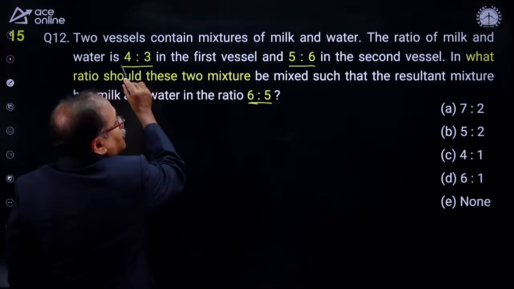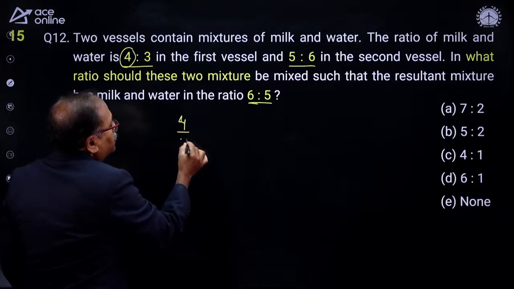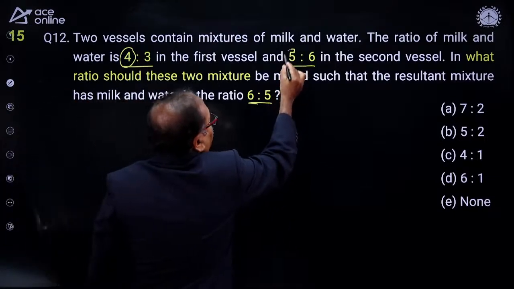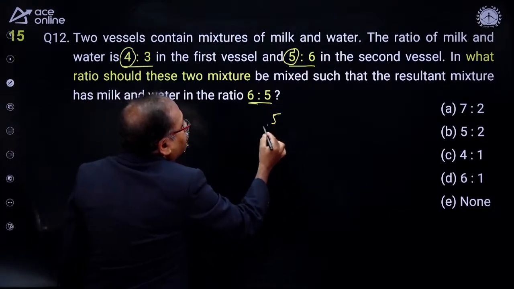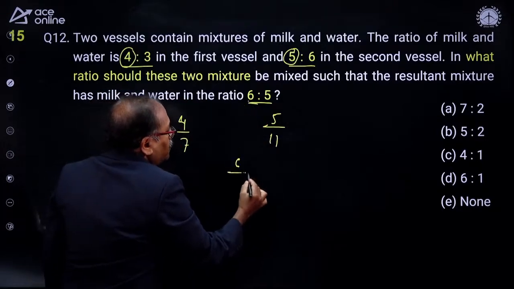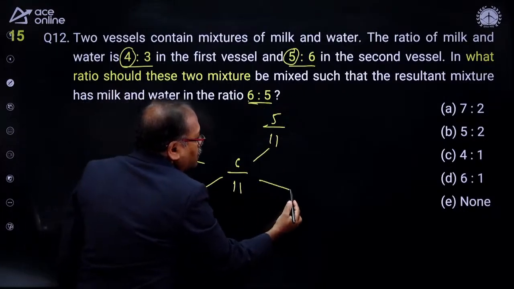In the first container, the water is 4 parts out of a total of 7 parts. Milk is 4 parts out of 7 parts. And in the second one, the milk is 5 parts out of a total of 11 parts. And I need 6 parts milk out of 11 parts. Take the cross difference, and you get the ratio here.